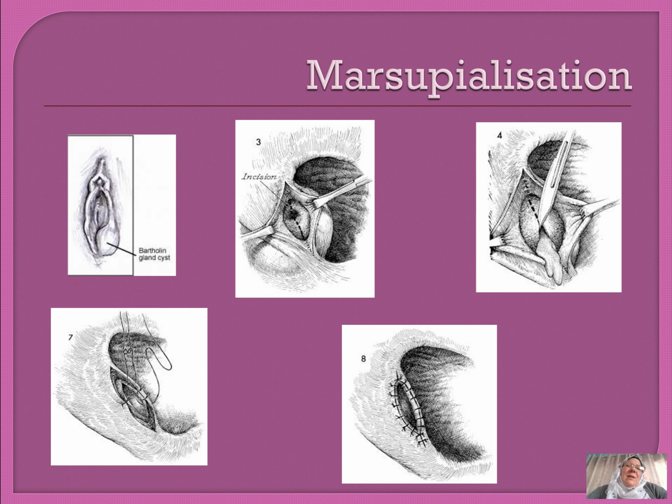And in the 8, you see the end of the marsupialization. This is how it looks at the end of it. And this kind of procedure prevents a recurrence, or is supposed to prevent a recurrence. It cannot completely prevent a recurrence, but it reduces the risk of recurrence.